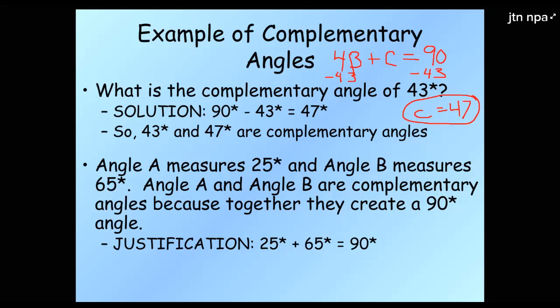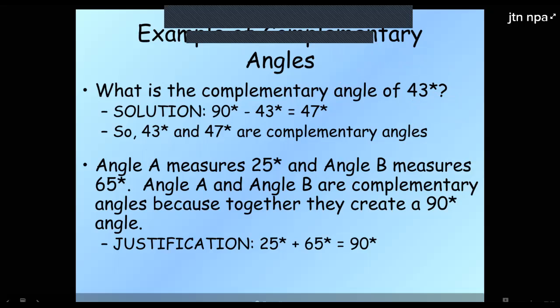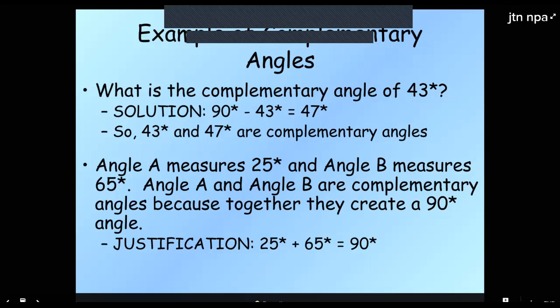All right, another example: angle A measures 25 degrees and angle B measures 65 degrees. Angle A and angle B are complementary angles because together they create a 90-degree angle. If I add those two up, I get 90 degrees. It's really that simple and straightforward on the definition. But basically, you're aiming to get to 90 when you're talking about complementary angles.